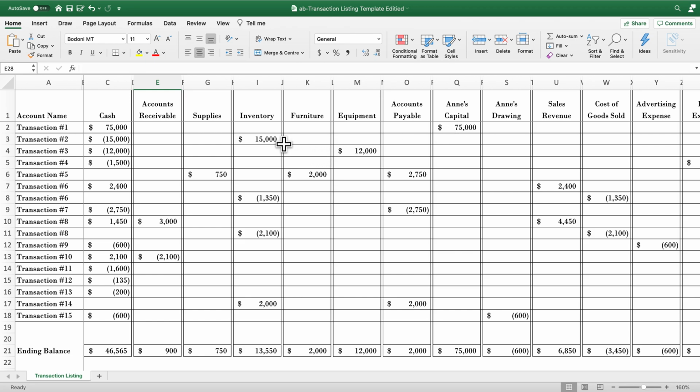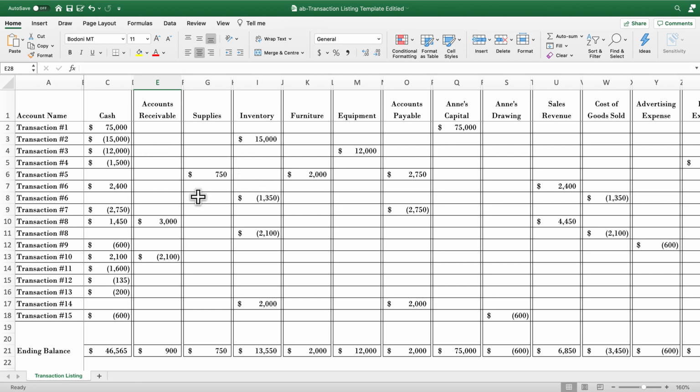Alright, transaction number 2. Anne pays $15,000 for sporting goods inventory. So cash is coming out of the cash account, and Anne is receiving inventory, which is an asset, of $15,000. So our debit is our $15,000 increase in inventory, and our credit is our $15,000 decrease in our cash account. Right?